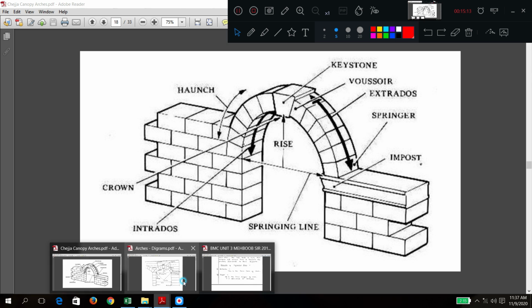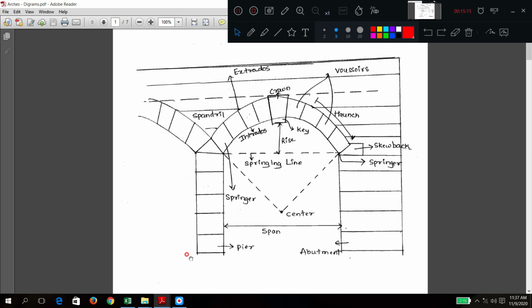Here more technical terms are involved. Now, can you see this? Intrados means where I have drawn. This is a curved portion. Try to concentrate on the cursor here. This inner curve is the intrados. There is an outer curve, and we call it the extrados.